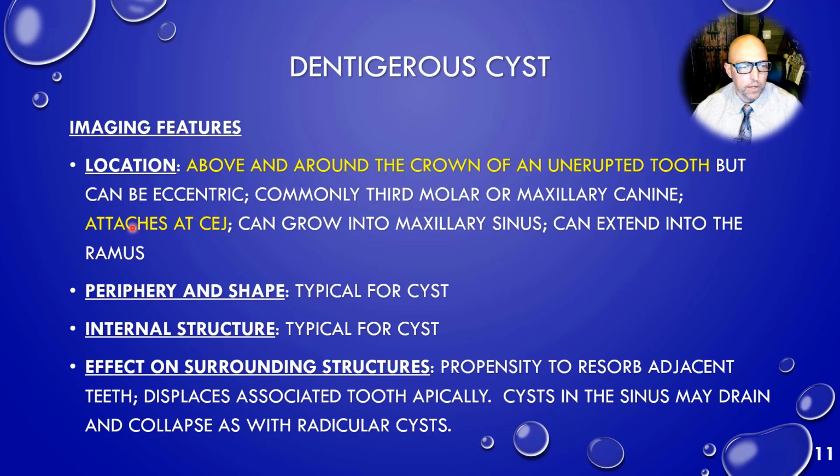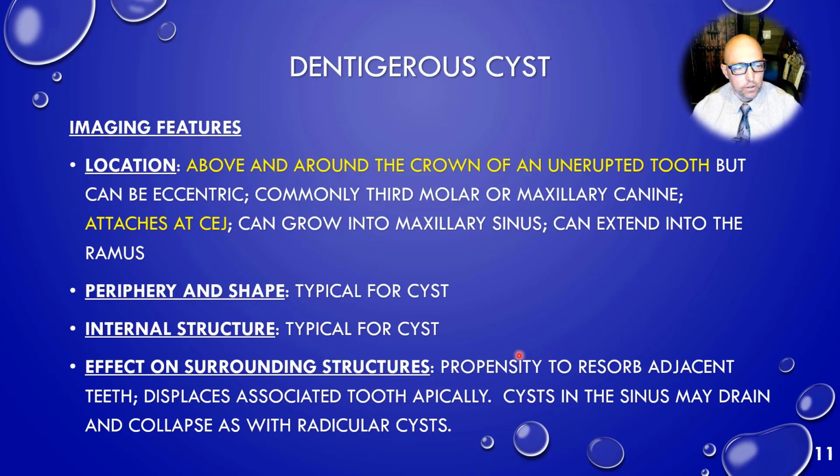The other key is where it attaches. Because it's a follicular cyst and the follicle tends to attach at the CEJ, the follicular cyst should attach at the CEJ of a tooth. So look for that when you're trying to distinguish a dentigerous cyst, but you may have other things on the differential. But if it attaches lower or apical to where the CEJ is, I might think something like an OKC or ameloblastoma before dentigerous cyst.